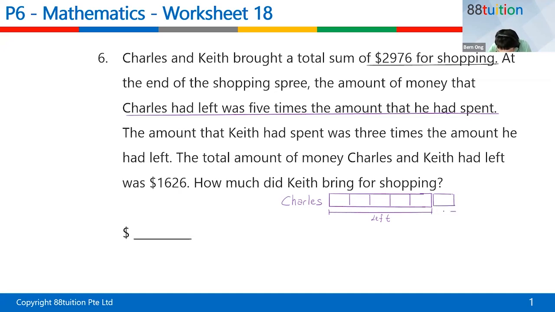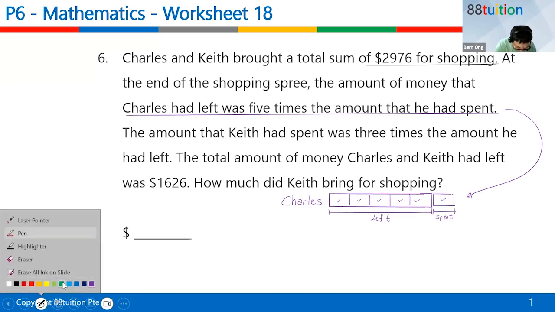Do you understand the English here? We are talking about Charles alone. We are not doing a comparison with Keith. Read the purple line. This is the purple. Charles had left 5 times, 1, 2, 3, 4, 5, the amount that he has spent. That means they're all the same size. Can? Okay, come. Next.